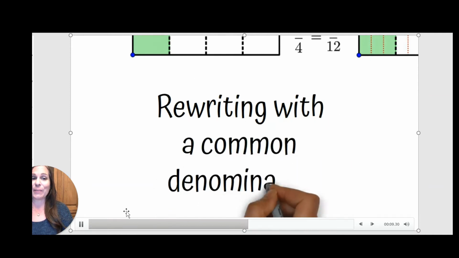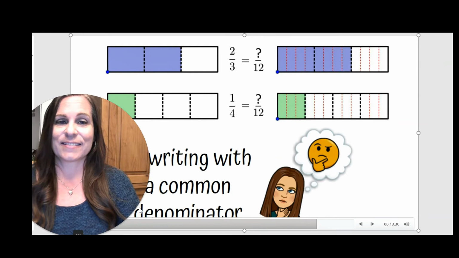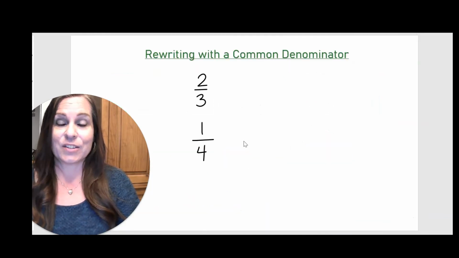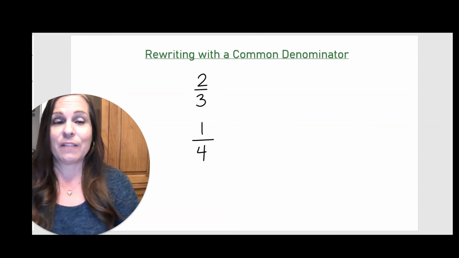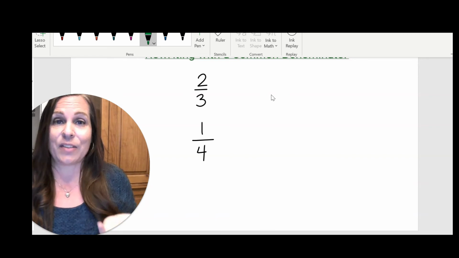Rewriting with a common denominator. Let's look at the fractions 2/3 and 1/4. If I wanted to add or subtract these fractions, I would first need to find a common denominator. That's as easy as finding the LCM.